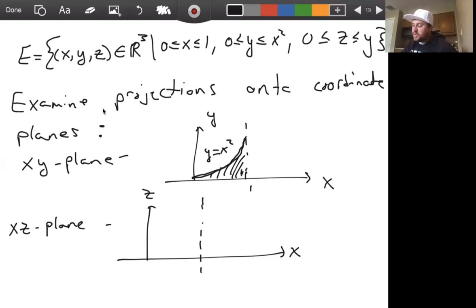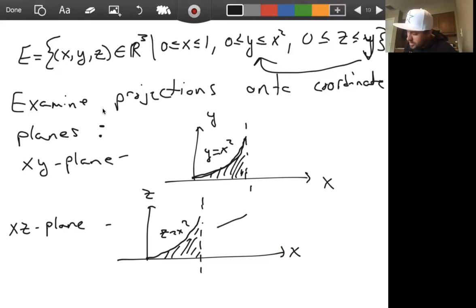And then z is between 0 and y. But the upper bound for y is x squared, right? The y bounds depend on x squared. So when we look at the bound of y, if y depends on another variable, we have to consider that other variable as well, right? And so that means z then is between 0 and x squared. This is now z equals x squared, because the upper bound is y, but y's upper bound is x squared, right?